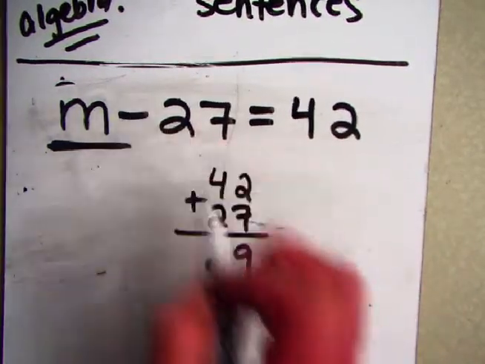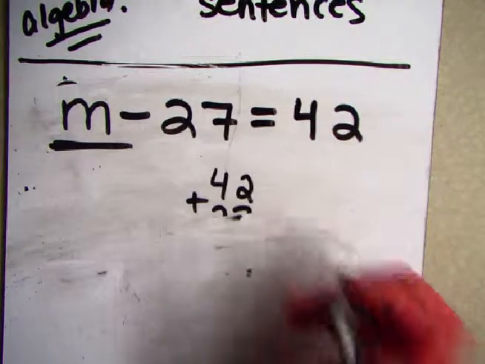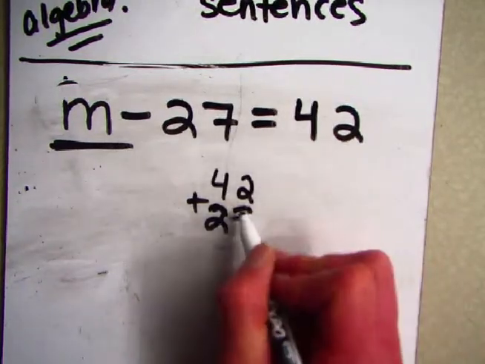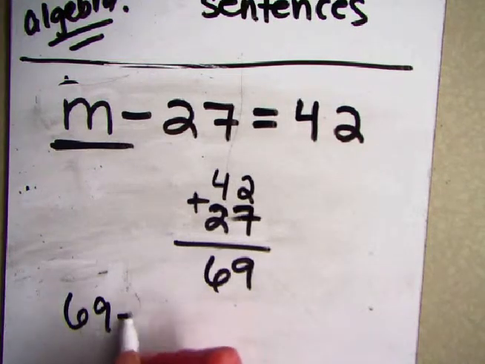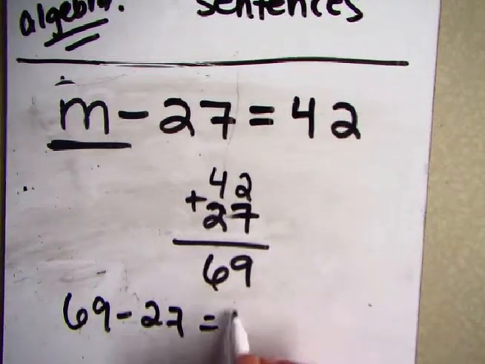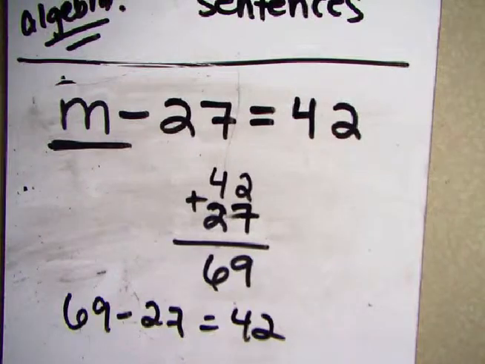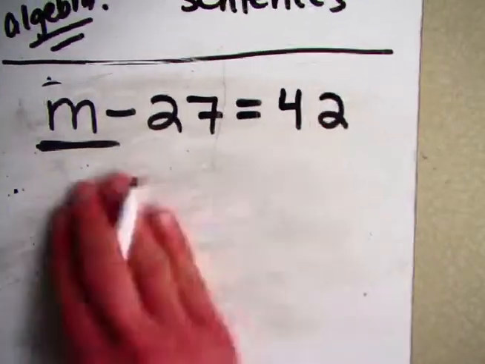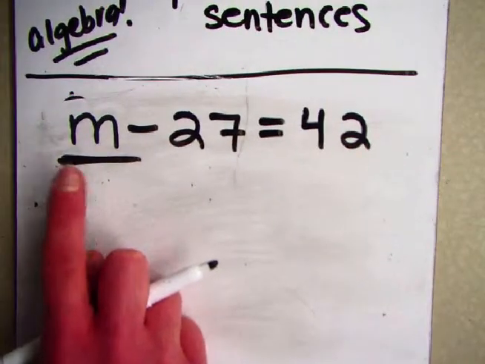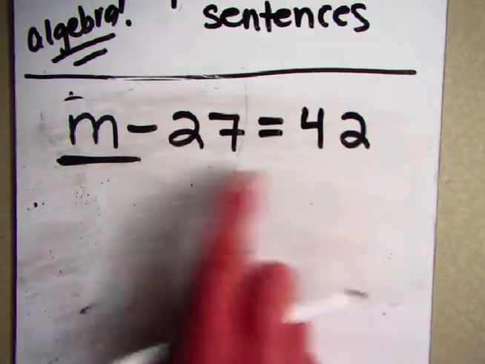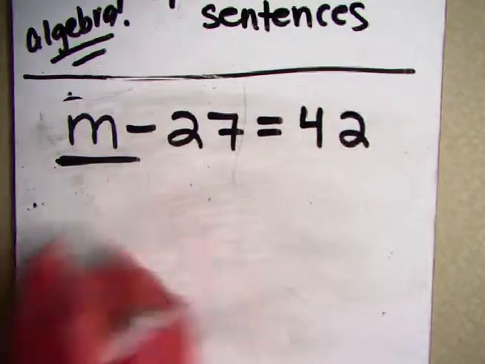So 29, that's not correct. I need a 69 there. So 69 take away 27 is 42. A lot of the time, the best thing to do is ask yourself in your head, what number do I need to get to my answer using my operation?